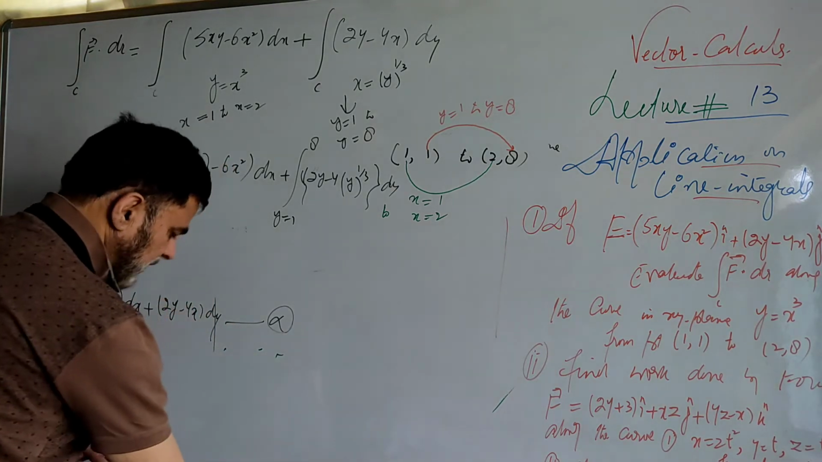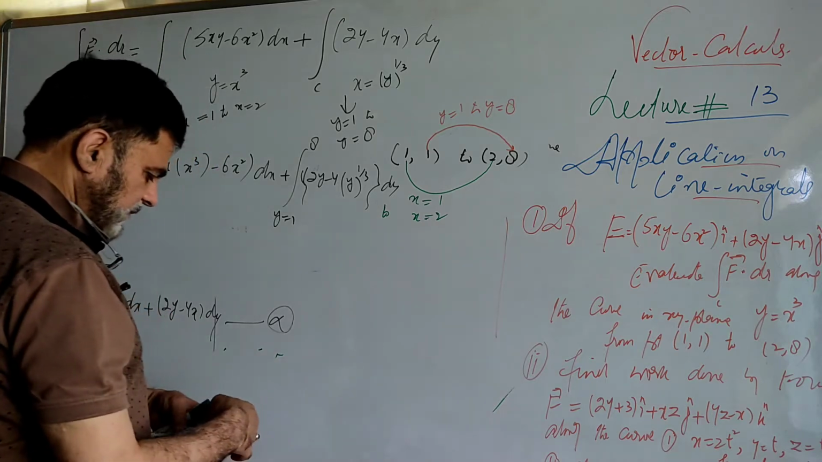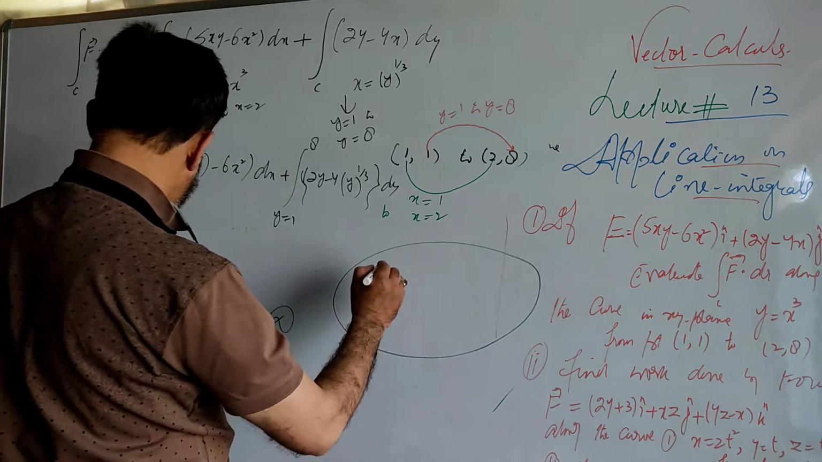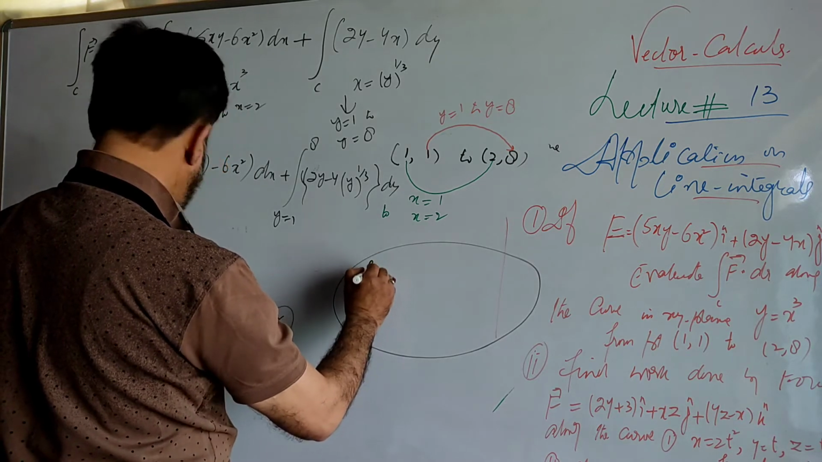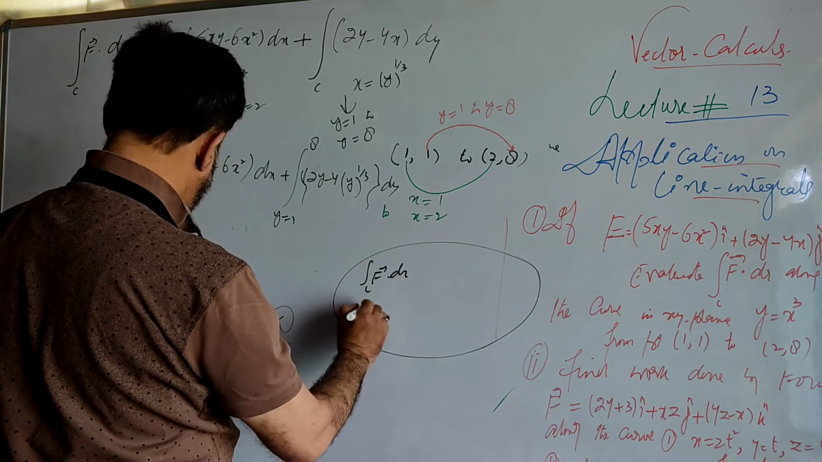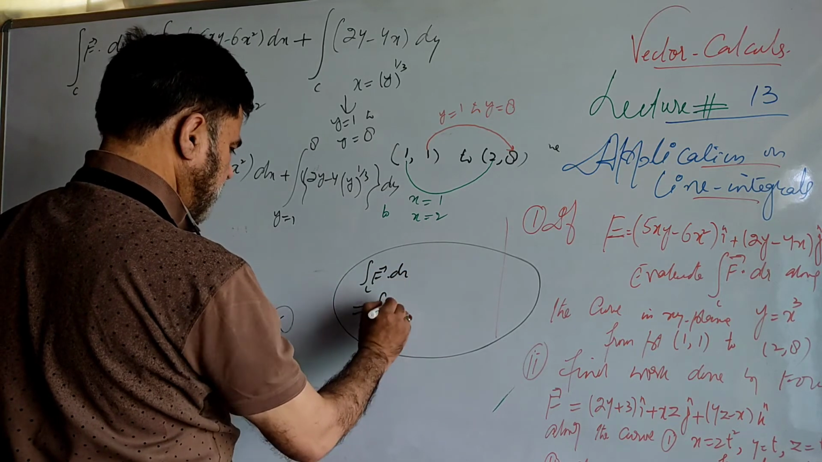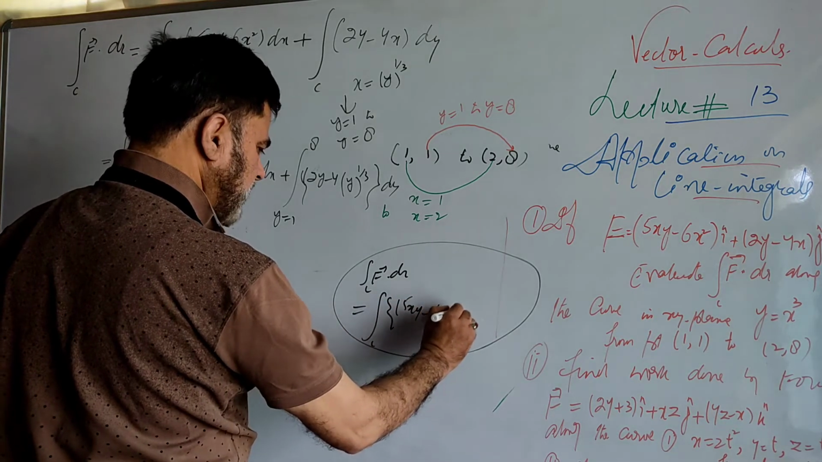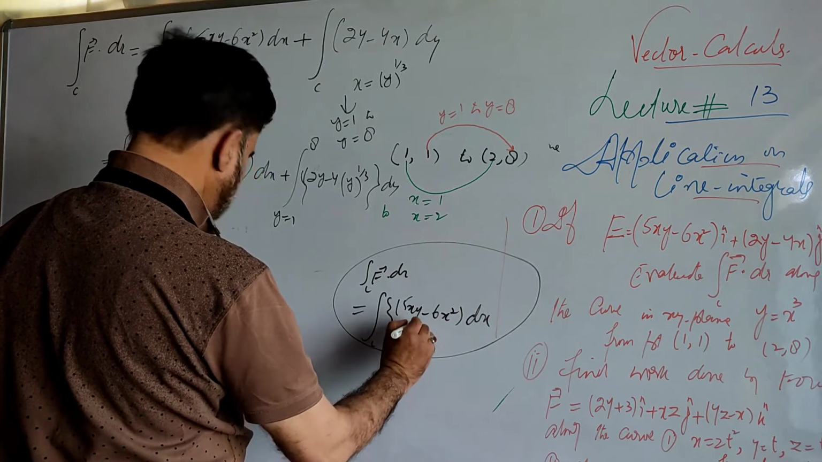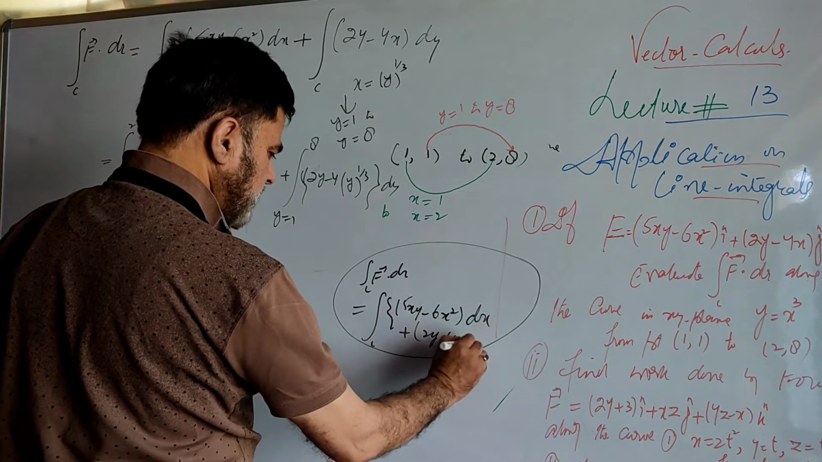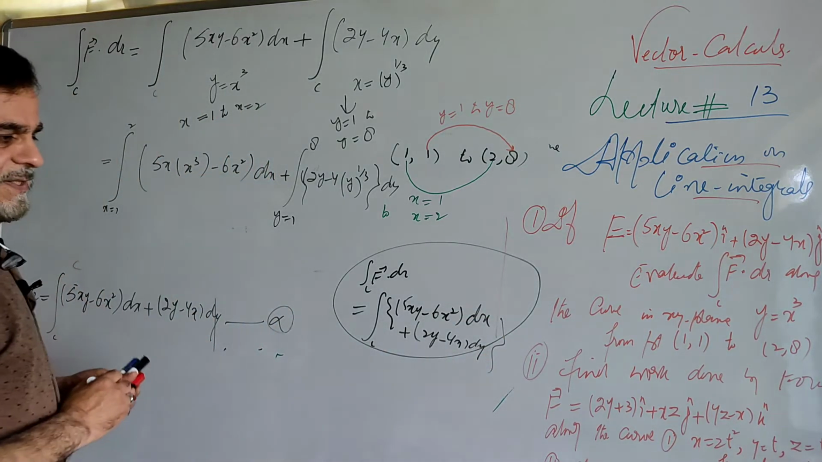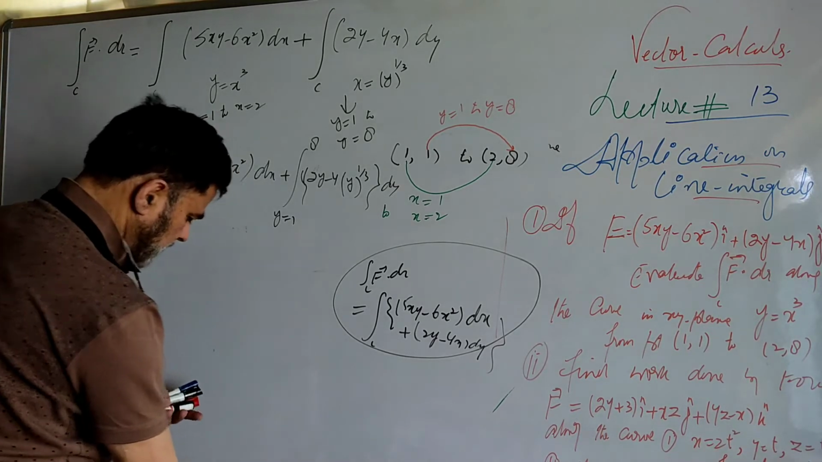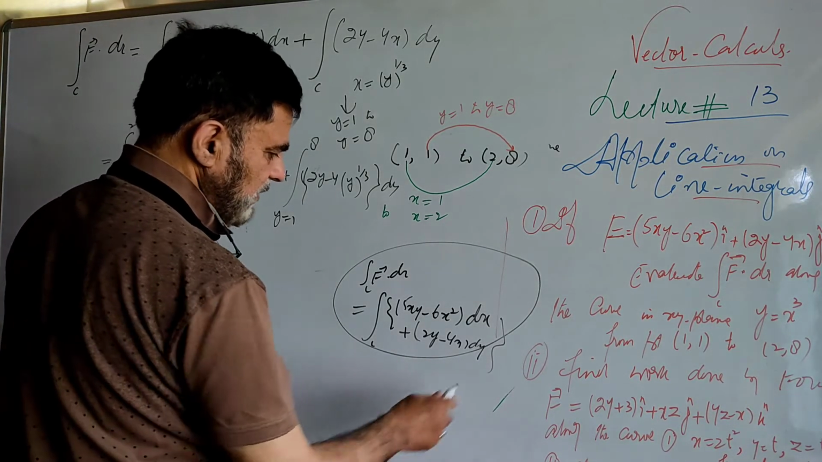Well, I will write this as equation number alpha here. I will need it again and again. I may be needing it. This is your integral over C of f dot dr. What is this? It is my integral over C of 5xy minus 6x square dx plus 2y minus 4x dy. Let me write it here so that I can rub here. This is your equation alpha.